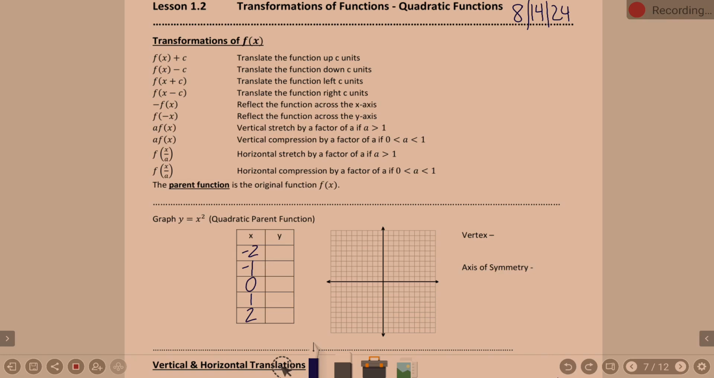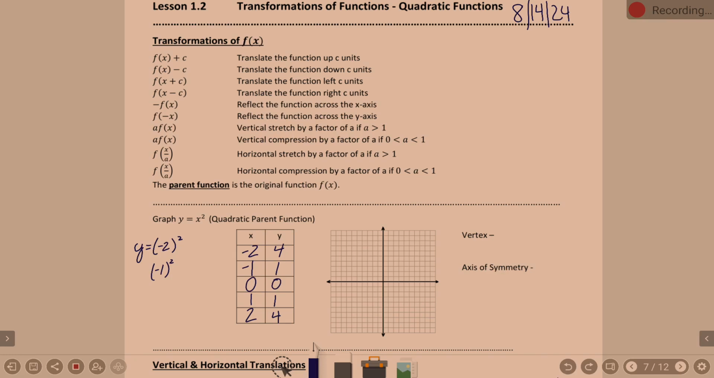We're going to take these X values and substitute them into the original equation. So it was y equals x squared. First thing we're going to do is y equals -2 squared. So -2 squared means we're doing -2 times -2, which is 4. Okay, repeat the process. -1 squared. -1 times -1 is 1. 0 squared, 0. 1 squared, 1. 2 squared, 4.